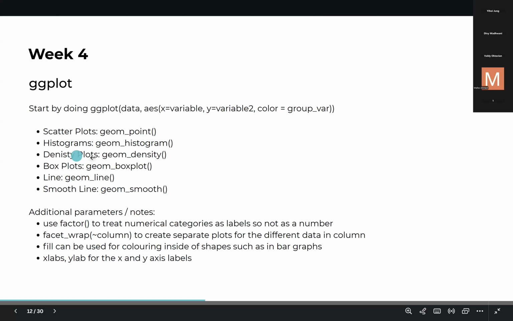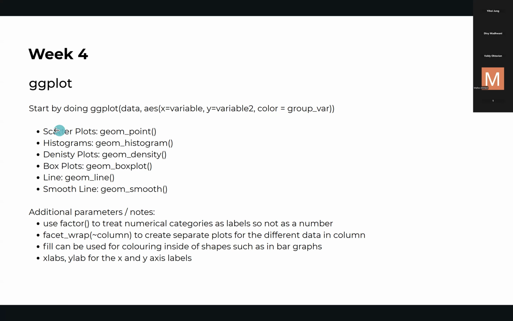So the different types of plots are scatter plots, so there'll be a lot of dots on the plot. So you use geom_point. Then histograms is just something similar to a bar graph. And density plots just plot the density. So you just remember the different functions. And there's also box plot, line, and smooth line. I think the most common ones you probably use are the scatter, histogram, line, and smooth line. So just remember that these are options that you have.